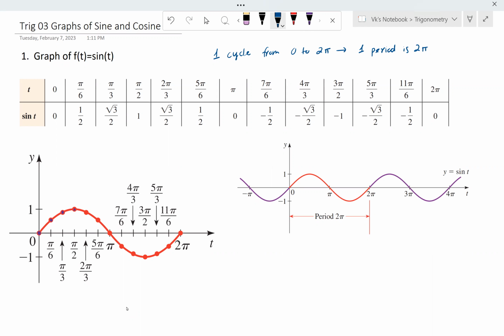Notice that the domain is all real numbers, negative infinity to infinity. However, the range is from -1 to 1. And then we know that one period is 2 pi. Notice that the sine goes from -1 to 1. What this means is the amplitude is 1.